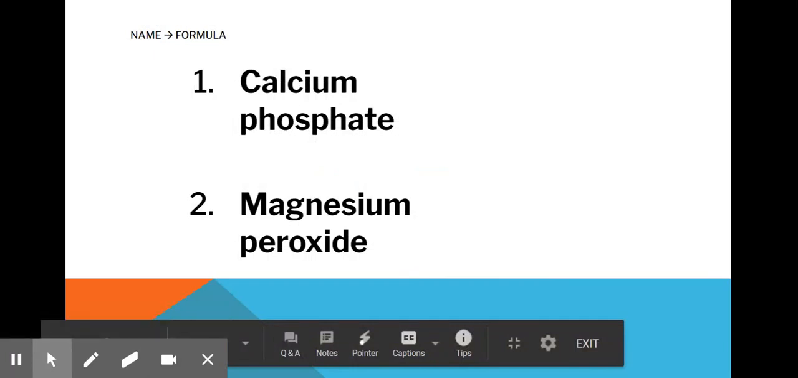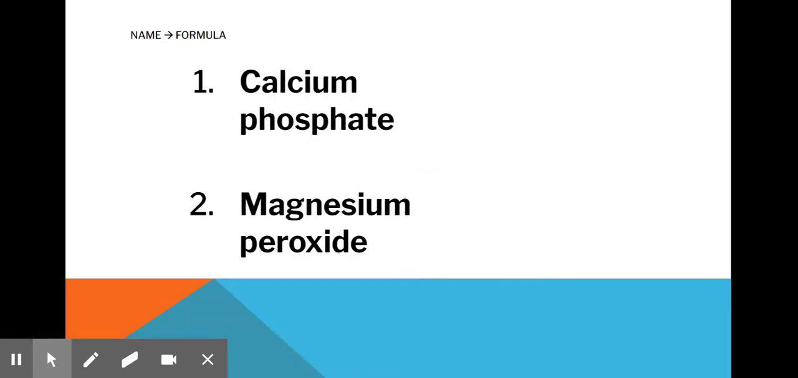Write the chemical formulas of these two, of calcium phosphate and magnesium peroxide, using the common ions table to help you get the formula and charge of the polyatomic ions.